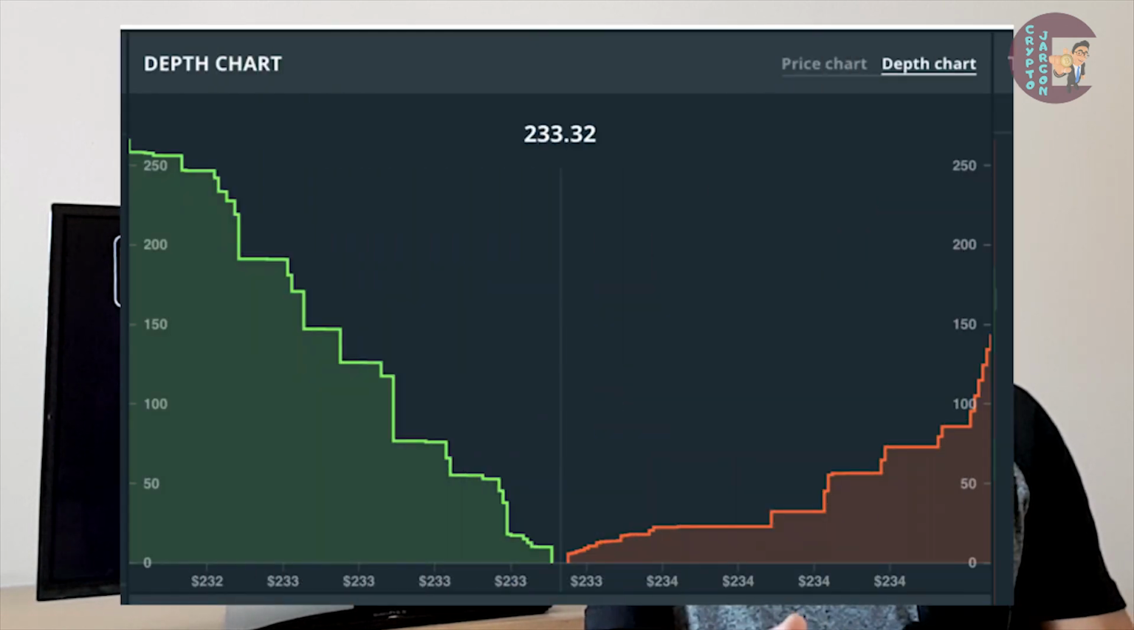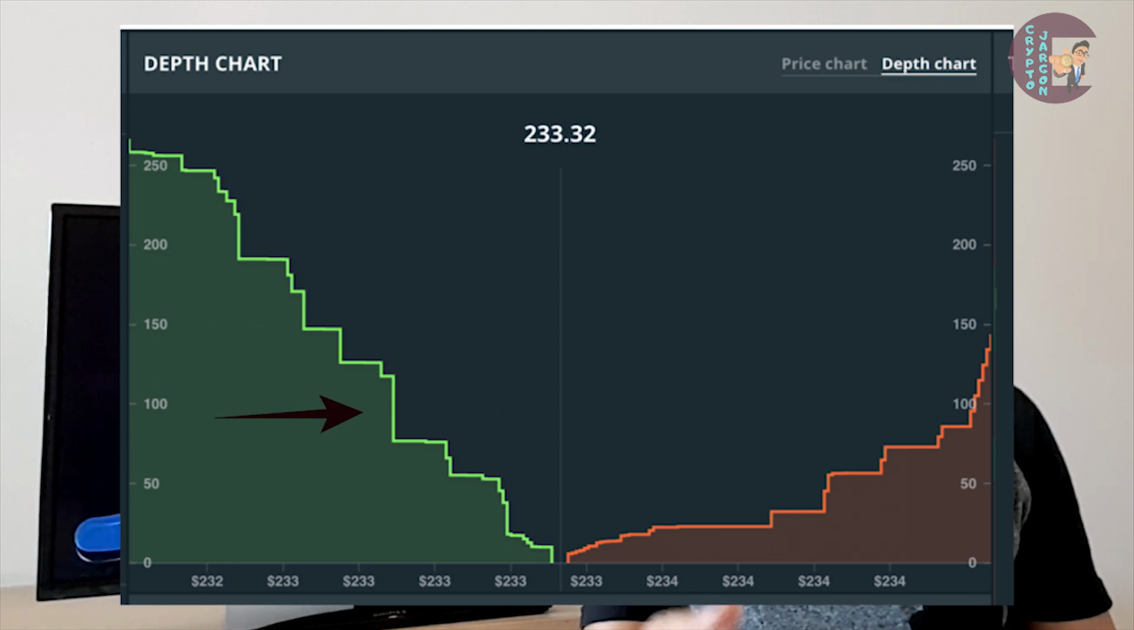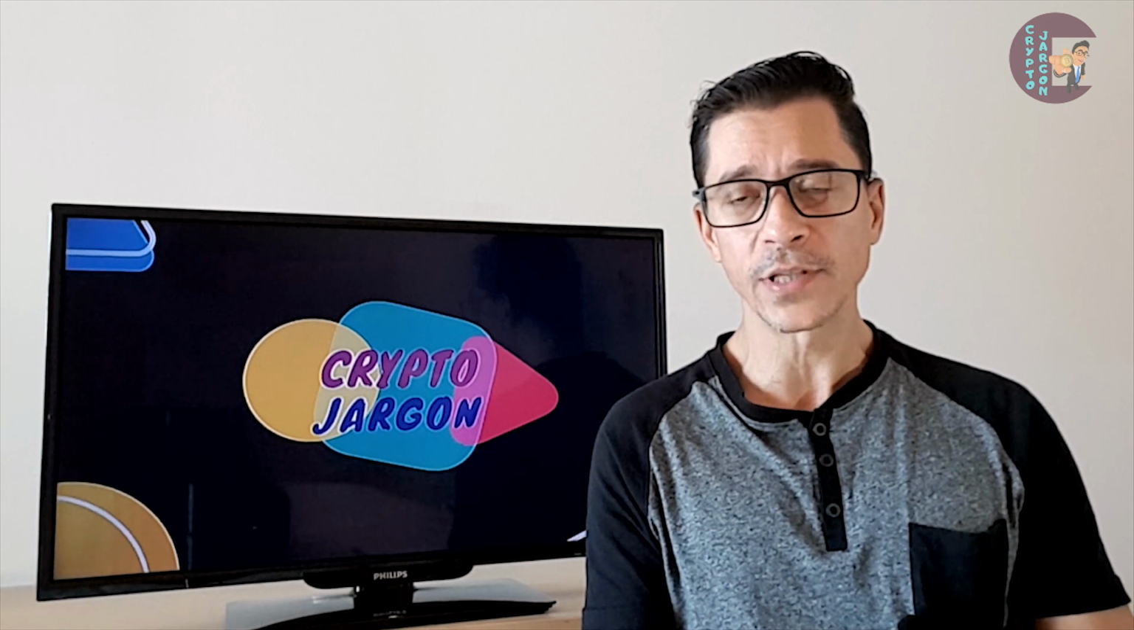When there is an extremely high volume of orders at a certain price level, the graph can resemble a wall, which is referred to as a trading wall. If a wall is created by a large buy order, it's called a buy wall, and if it represents a sizable sell order, it's called a sell wall.